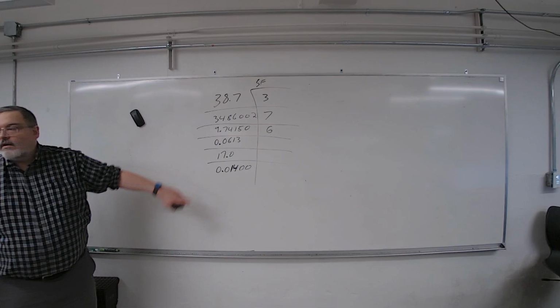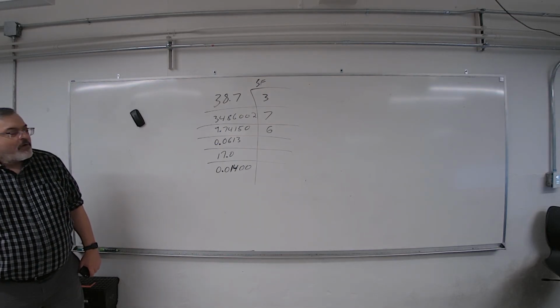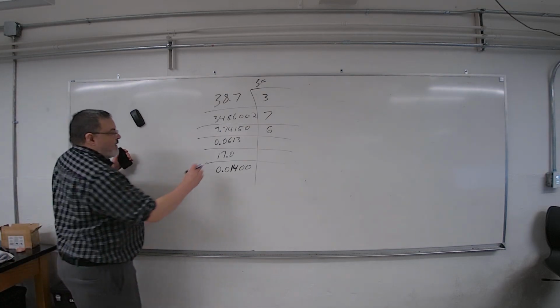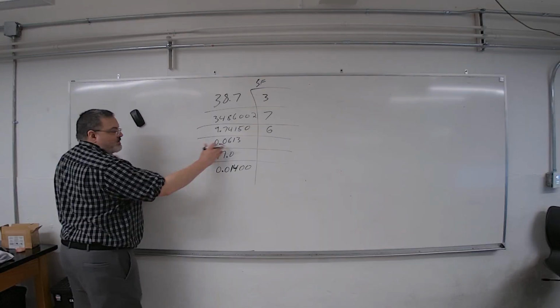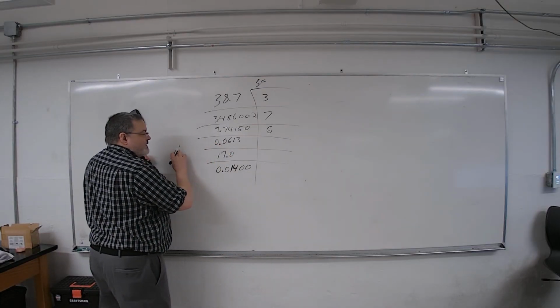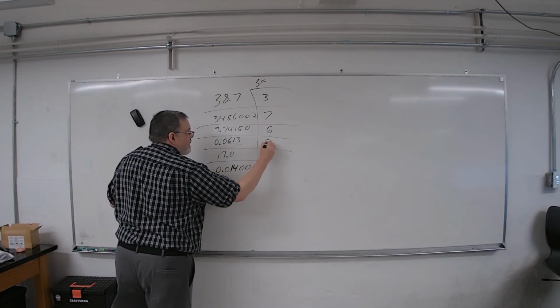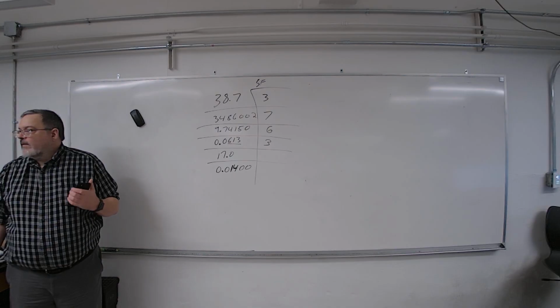How about this one? How many is it? 3. This one's 3. These are leading zeros. Starting at this 0, going out to the left, everything's 0 from here all the way out. So that's a leading 0. So none of these leading zeros count. This one is 3. You with me?